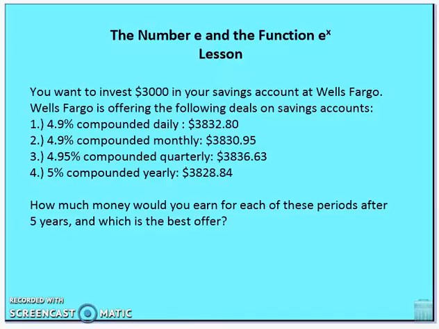These are the values that you should have come up with. $3,832.80 for daily, $3,830.95 for monthly, $3,836.63 compounded quarterly, and that ends up being your best choice. So in this case, let's go back to the figure and talk about what we put in for each value.